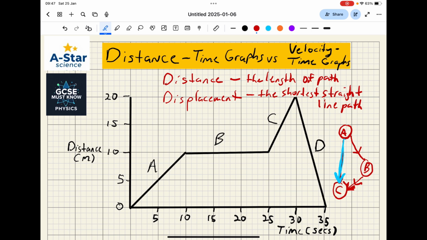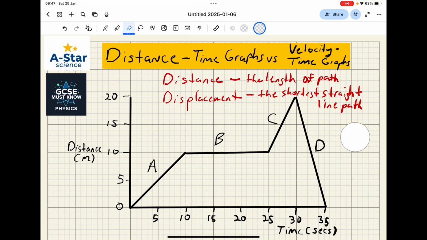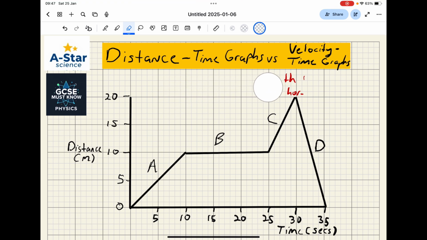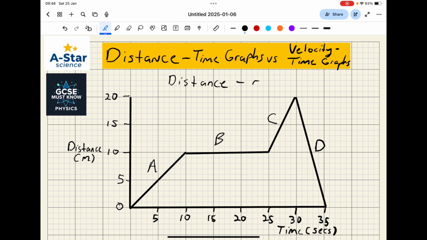So now that we've understood that, let's also talk about the difference between distance and velocity. Let's just clear the board. Distance is described as a scalar quantity, meaning it only has magnitude. So you might say someone has traveled 10 meters, which gives it magnitude.